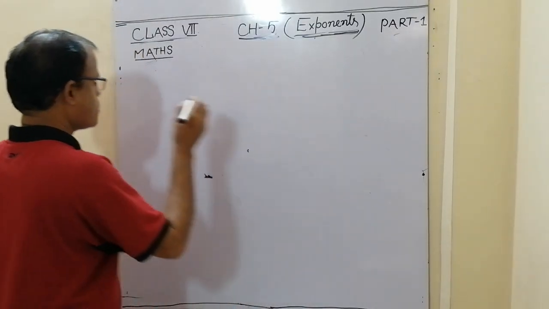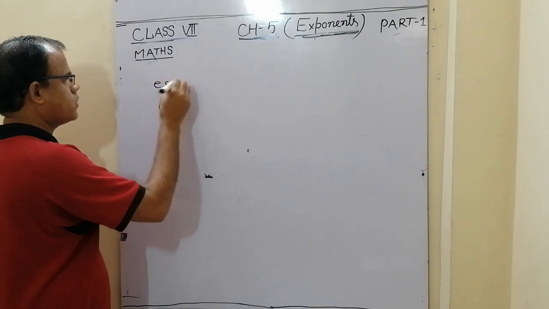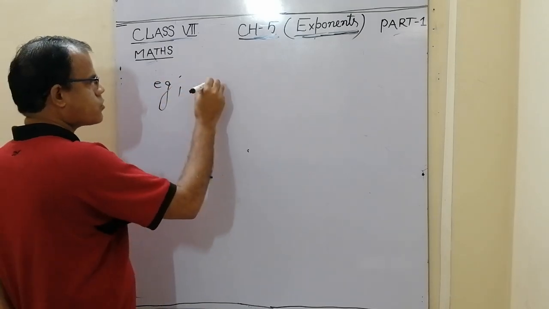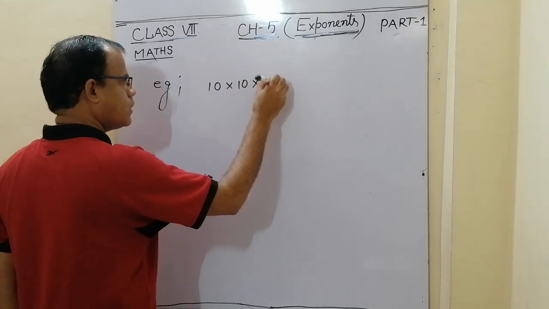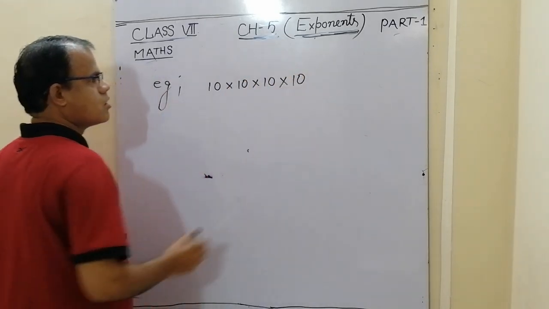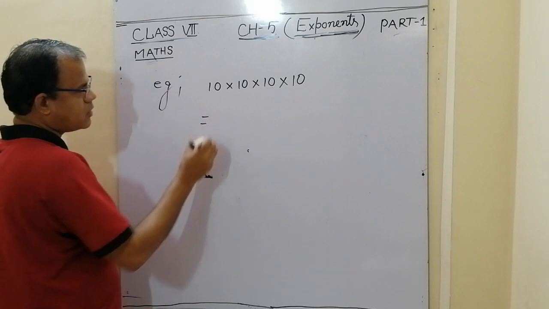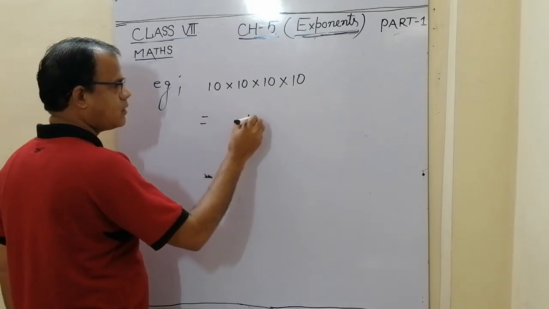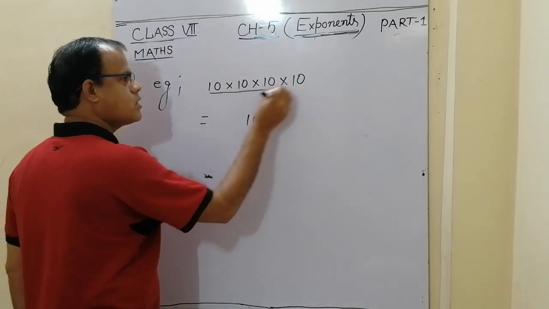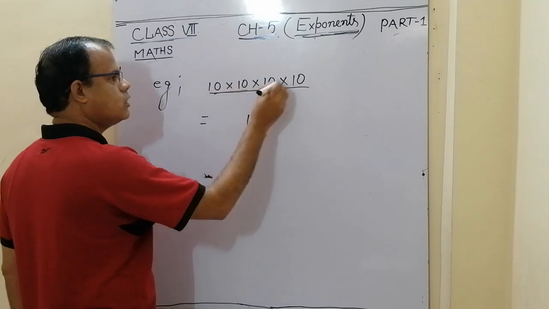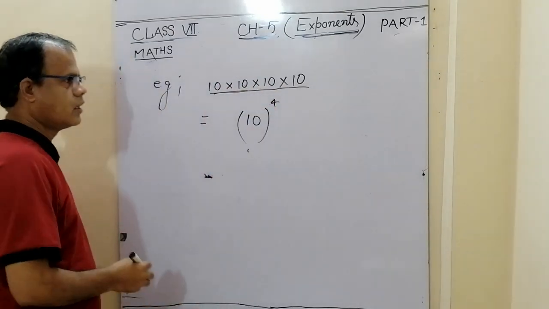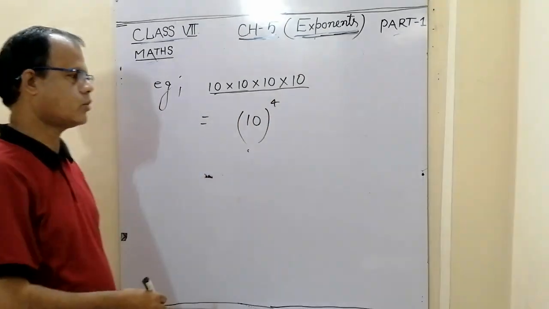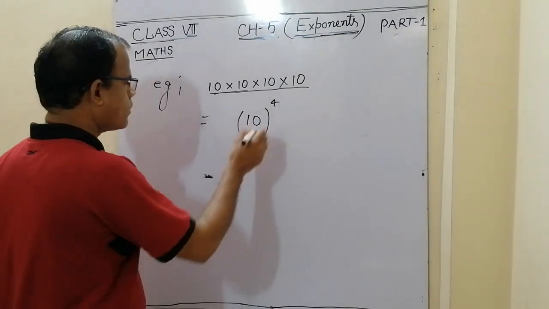Exponents, let's take some example. Look here. Suppose we are writing 10 multiply 10 multiply 10 multiply 10. So we can write this number like 10. How many times is it multiplied? 1, 2, 3, 4 times. So we write it like that: 10 raised to the power 4.